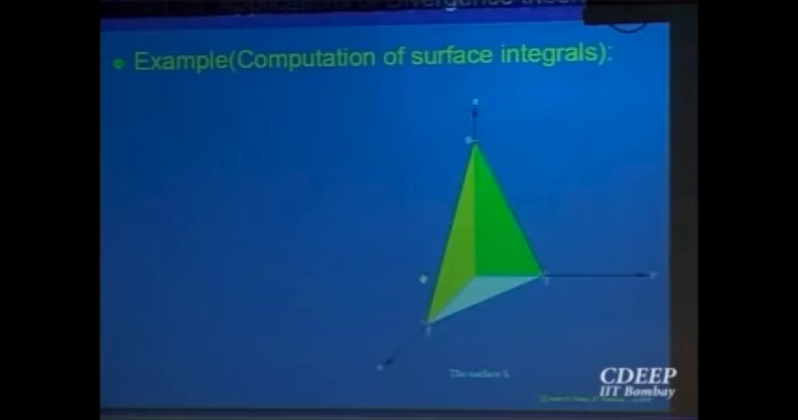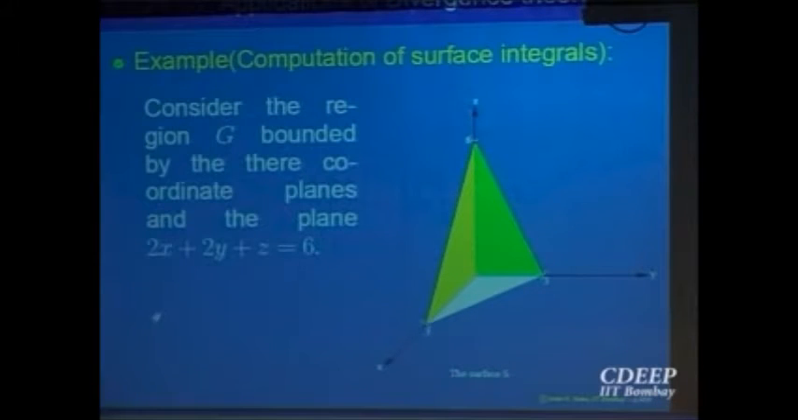For example, if you are given a region bounded by the three planes, okay, the xy plane, the yz plane and the xz plane, and some other plane, say here it is given as 2x plus 2y plus z is equal to 6. So that is a surface. The surface consists of four parts, right? One is the portion in the xy plane, the portion in the xz plane, the portion in the yz plane, and the fourth plane, which is the slanting plane, right? So there are four planes.